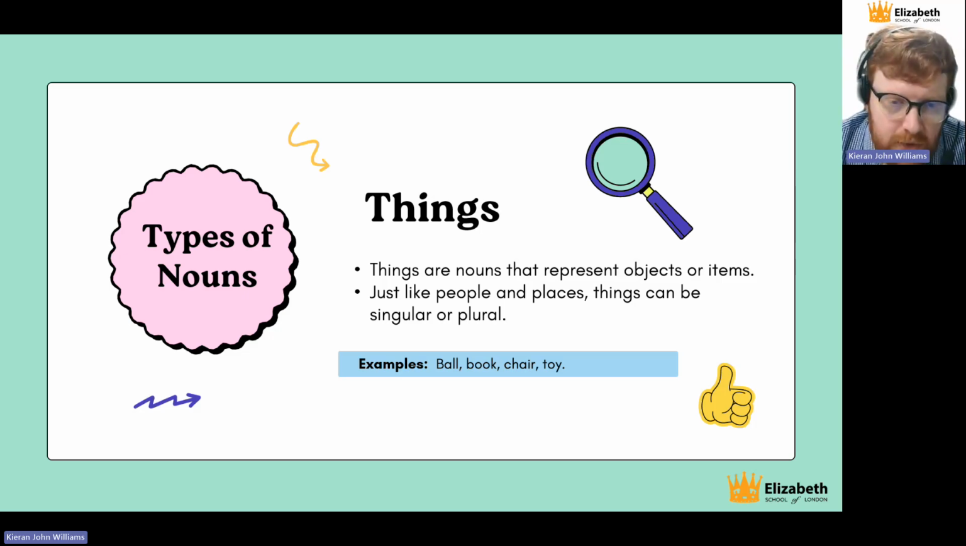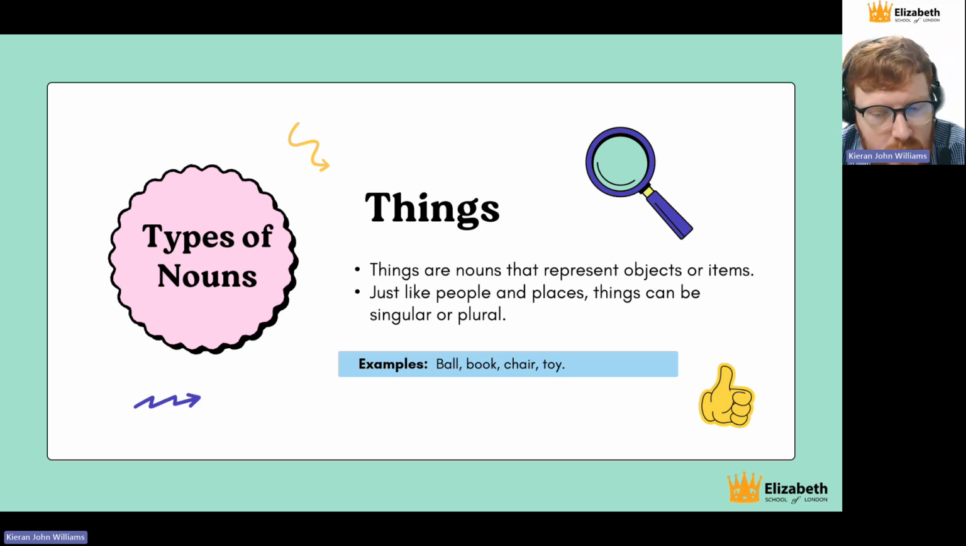But nouns can also refer to things, objects, items. Just like people and places, they can be either singular or they can be plural. Here we've got the examples of ball, book, chair, and toy. They are all examples of thing nouns.